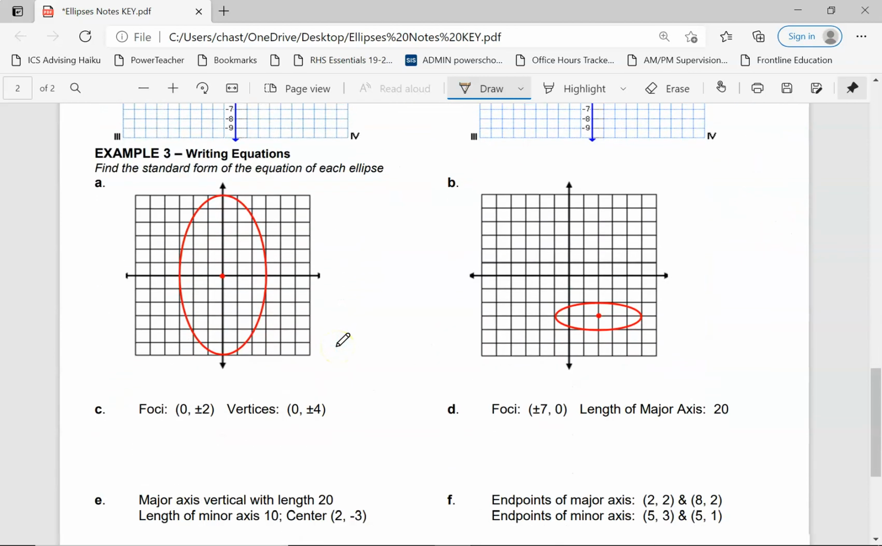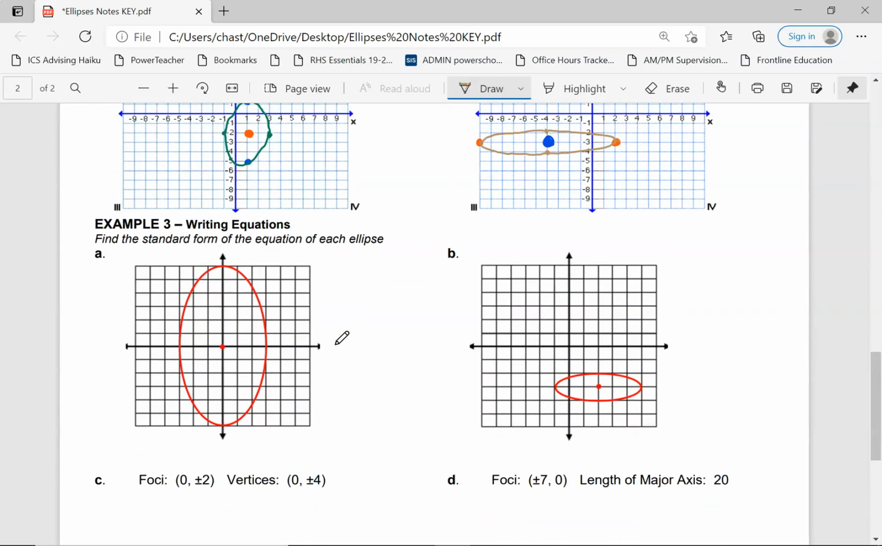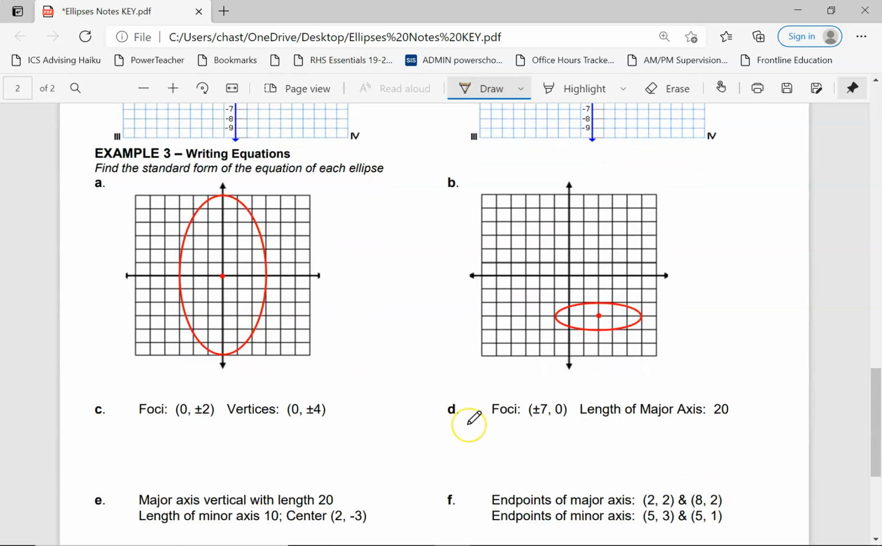All right, so what if I asked you to write the equation of one of these? Well, what I'm going to do is first look at my center, and here it's just 0, 0, so that just means x squared and then y squared equals 1.